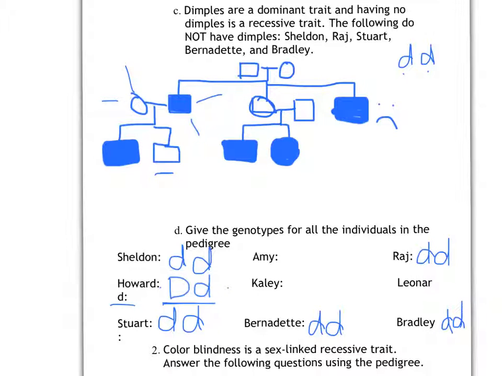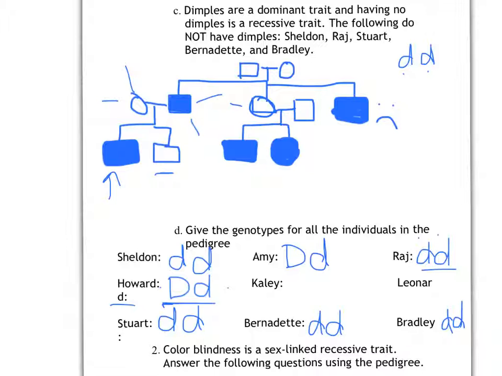Amy has dimples, so she must have the dominant allele, which we know gave to Howard. But also, her son, Raj, is homozygous, so he gets the recessive allele, 1 from his dad, but he also must get a recessive allele from his mother. So Amy must be heterozygous.